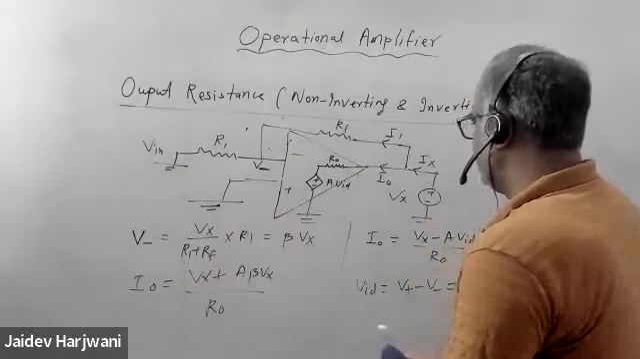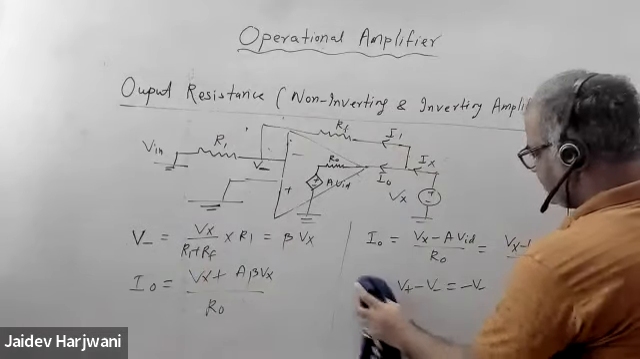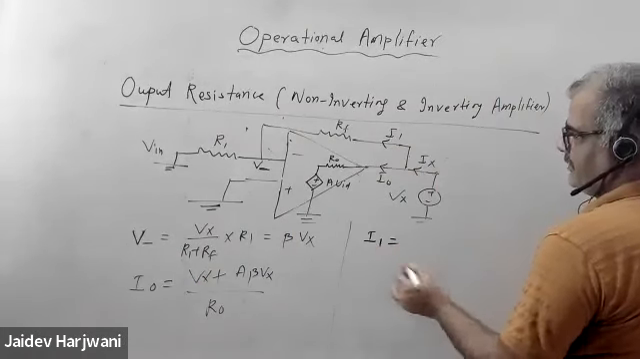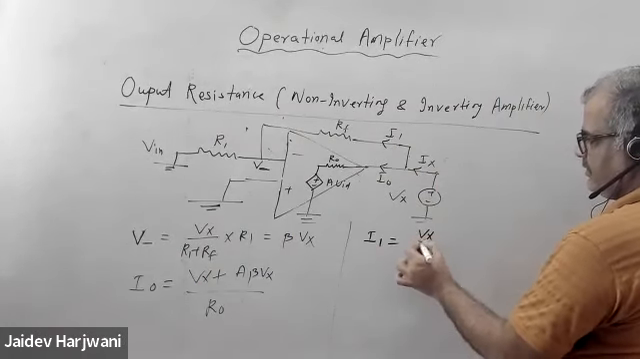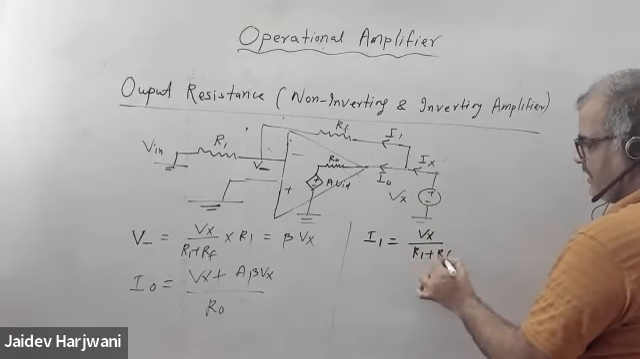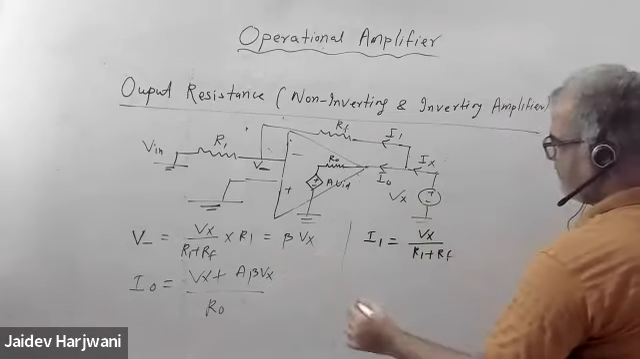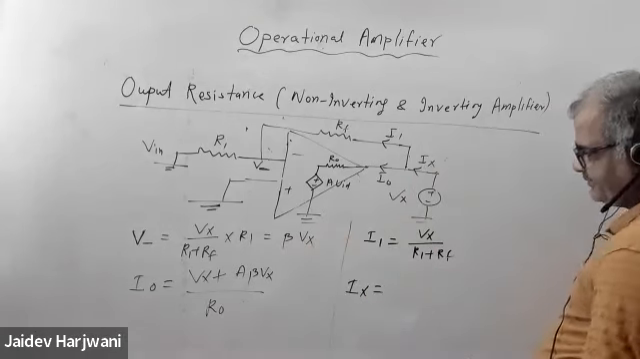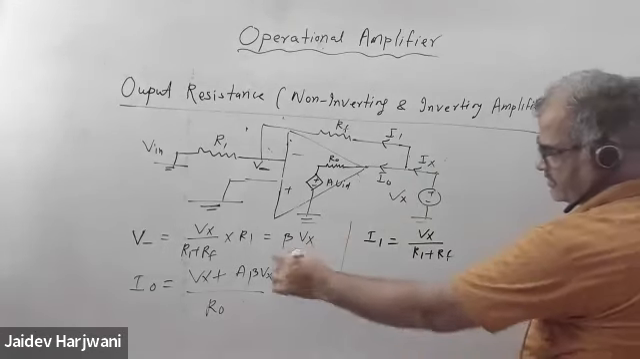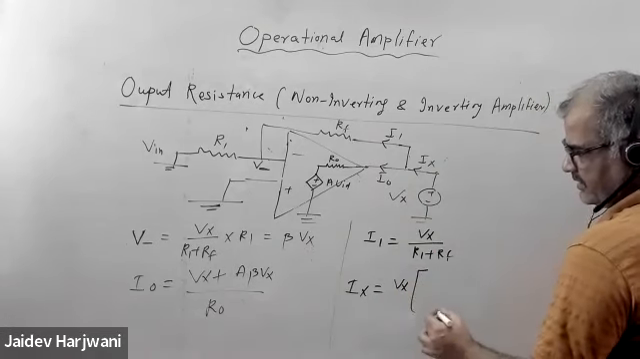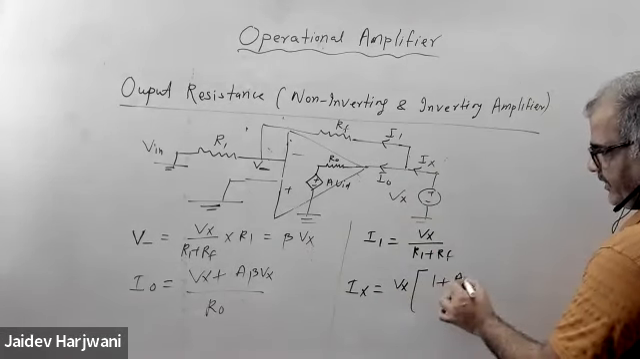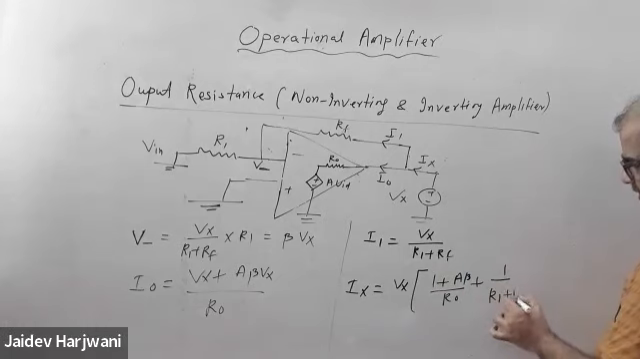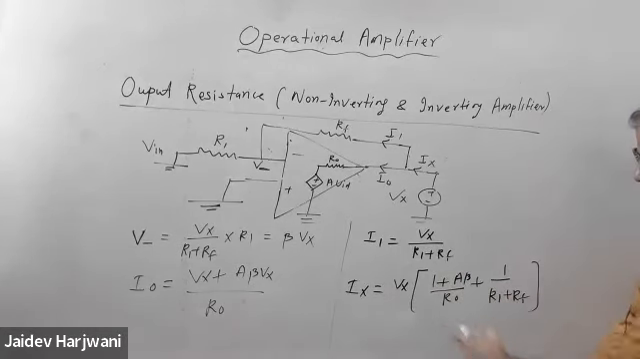Now I want I1 also. I1 is simple. I1 is nothing but Vx upon R1 plus Rf. So now I know I naught and I know I1, I can easily calculate Ix. My Ix will be the sum of these. You can take Vx common here: Vx times (1 plus A beta upon R naught, plus 1 upon R1 plus Rf). This is my Ix value.